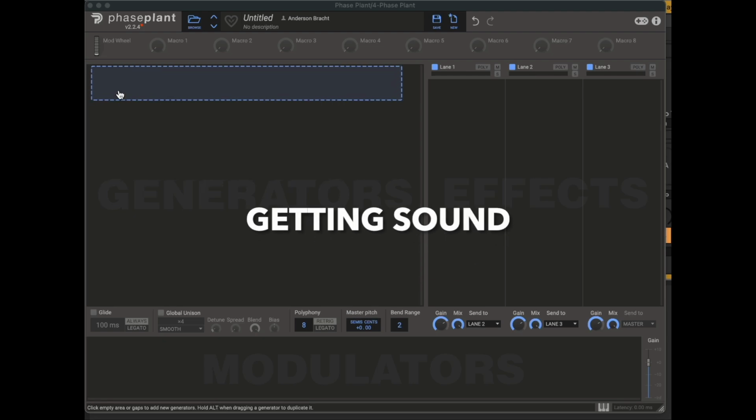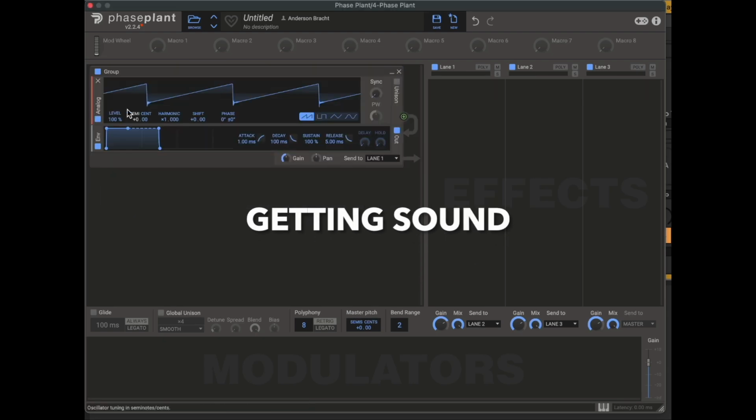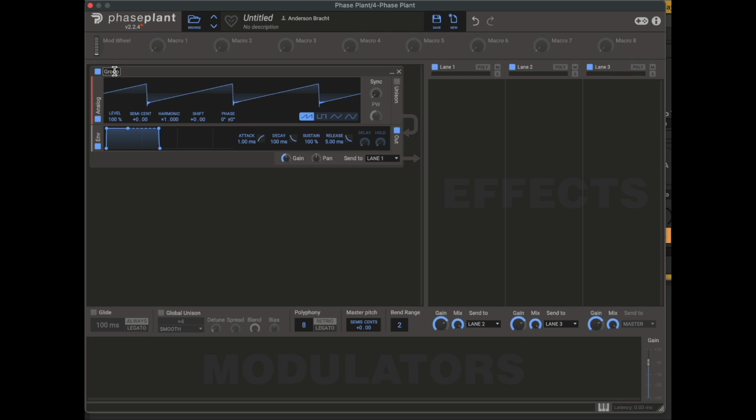When you first load Phase Plant's analog oscillator into the generator section, Phase Plant will automatically create a group with the analog oscillator and an output for its sound. This output for its sound has what is called an envelope. This envelope controls the amplitude of the sound being generated. In other words, this output's amplitude envelope controls the volume or loudness of this oscillator's sound over time. Each of these settings, attack, decay, sustain, and release, control a different stage of loudness over time.